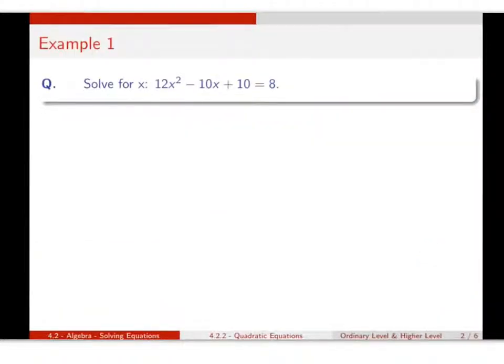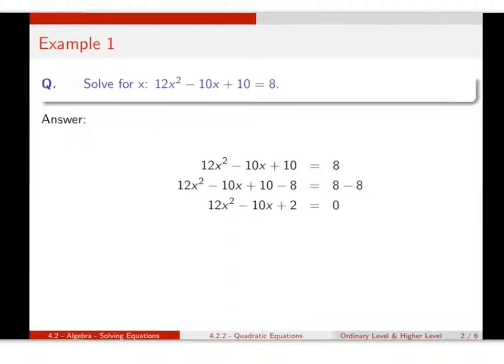Let's look at how to solve some quadratic equations. So the first one, solve for x: 12x squared minus 10x plus 10 equals 8. First we want to bring all our terms to the left. So let's subtract an 8 from both sides to cancel that 8 on the right. So I'm left with 12x squared minus 10x, 10 minus 8 is 2 on the left, and on the right, 8 minus 8 is 0.